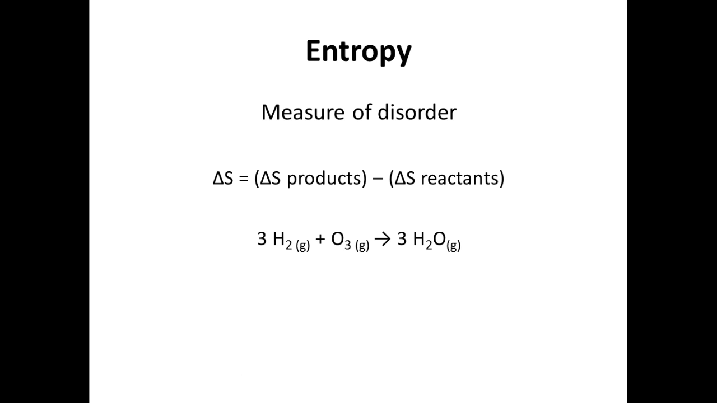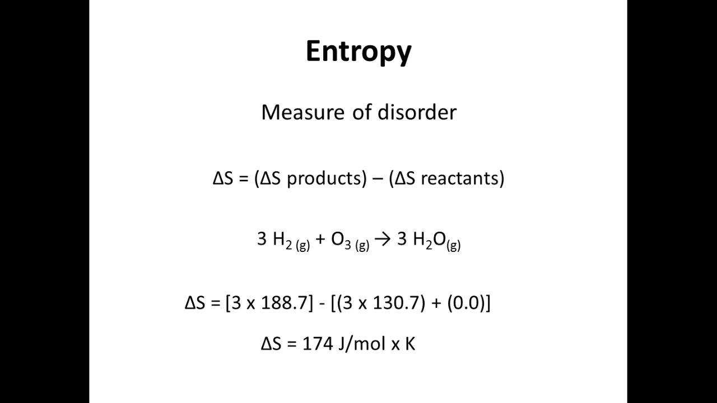So we take that information just as we did before. We have our product, which is the water as a gas. We have 3 moles of it, so we take our 188.7 times 3. That's our only product, so we are going to subtract all of our reactants. We have 3 moles of hydrogen, which has an entropy of 130.7. Multiply that, and then add our entropy of ozone, which is 0. And that gives us 174 joules per mole Kelvin.